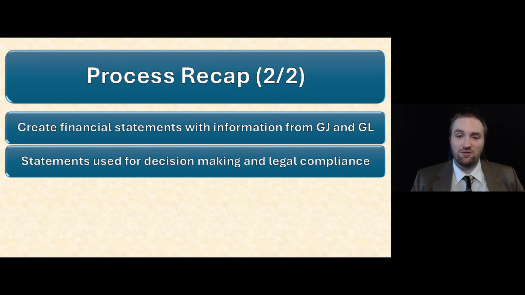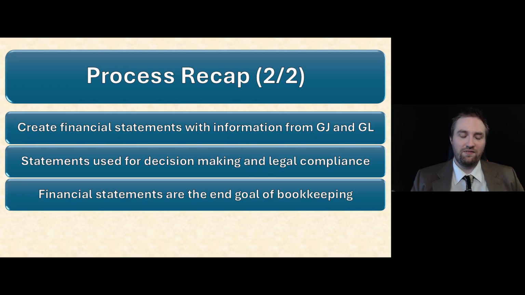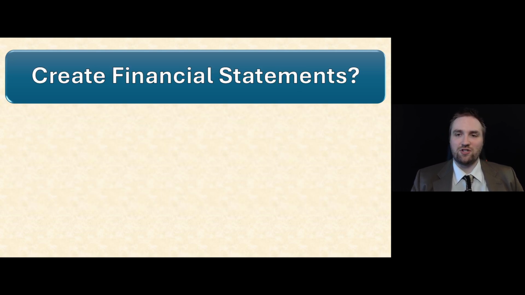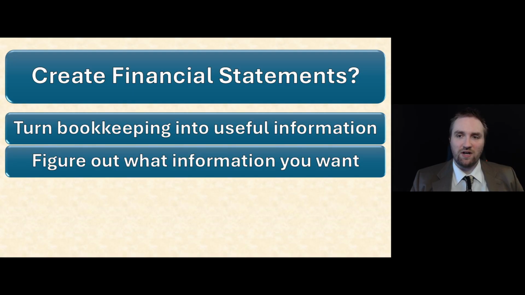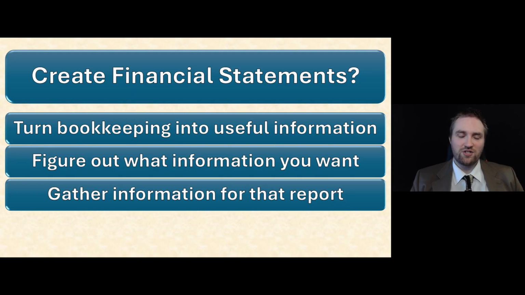Business owners then use these financial statements to make decisions and stay legally compliant. Financial statements are the end goal of bookkeeping. This then raises the question, how do we create financial statements? The purpose of a financial statement is to turn bookkeeping data into useful information. To create a financial statement, we need to figure out what useful information we want. Then we gather that information from our general journal and general ledger to create a report.